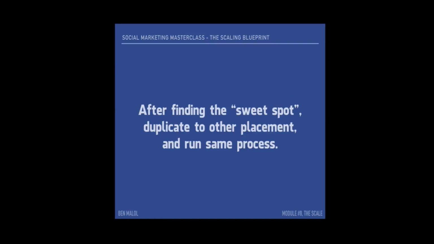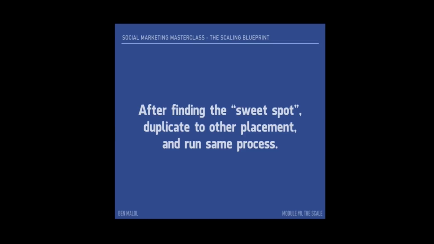Now after finding the sweet spot, you'll eventually find a sweet spot. You'll find a bid that's working pretty good. The ad is spending enough money, and the CPA is pretty nice. So what you want to do is duplicate it to the other placement, and then you run the same process.